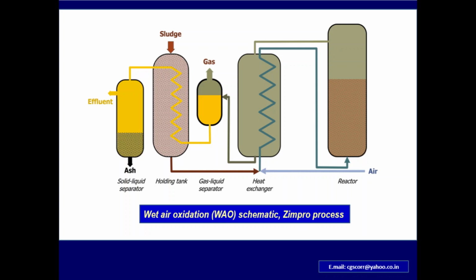The schematic presentation of the wet air oxidation WAO process, the Zimpro process. You can see the sludge holding tank, then the gas liquid separator, then you have the heat exchanger and a reactor. Air is supplied to the heat exchanger. So from the heat exchanger you can see gas and liquid are pumped out, and from this you can see liquid effluent and solid liquid.